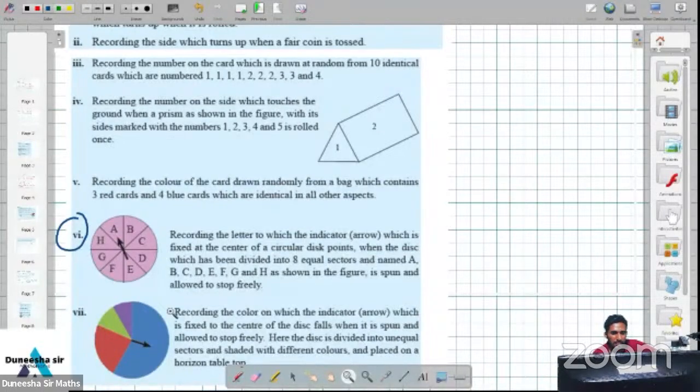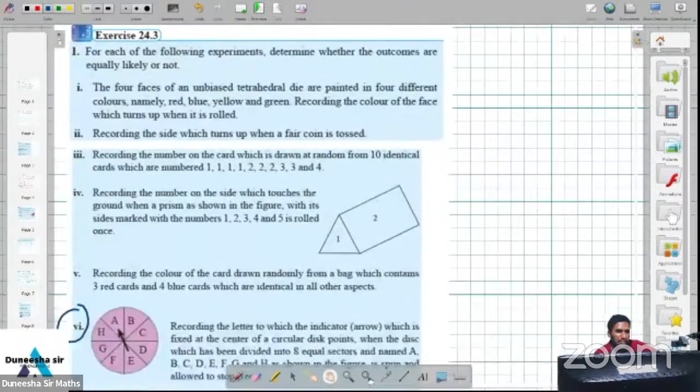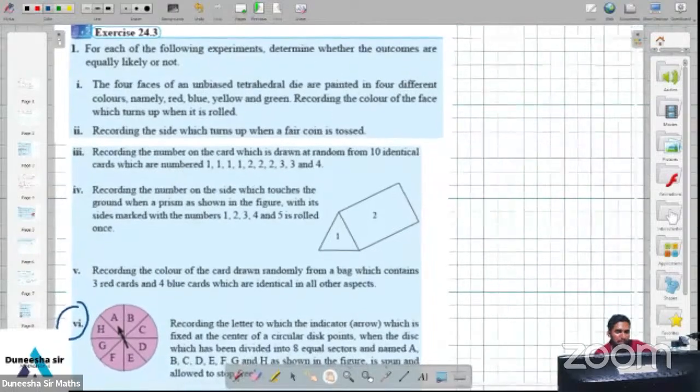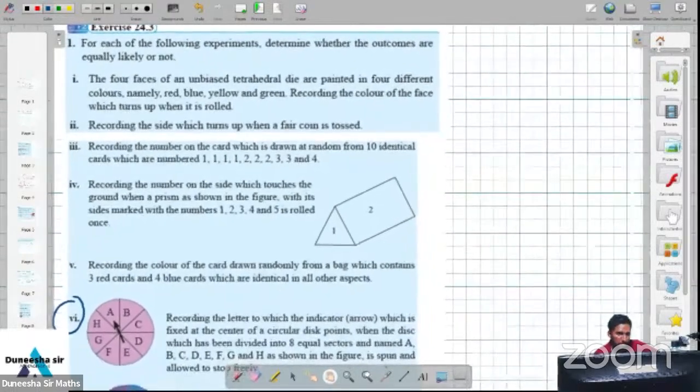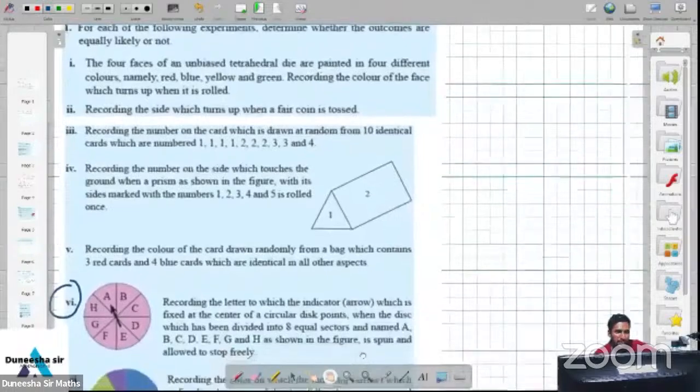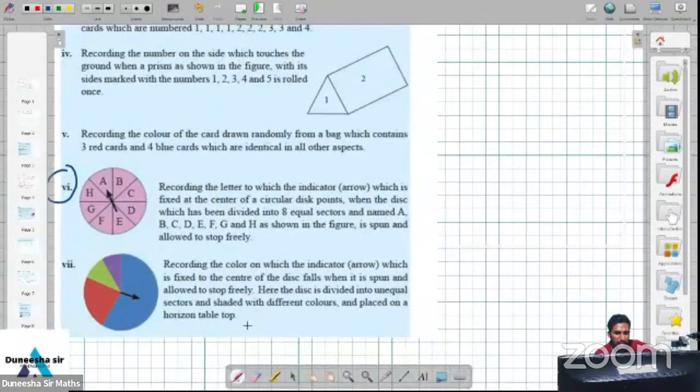The possibility is equal. Then what is the question asking? For each of the following experiments, determine whether the outcomes are equally likely. Equally likely.